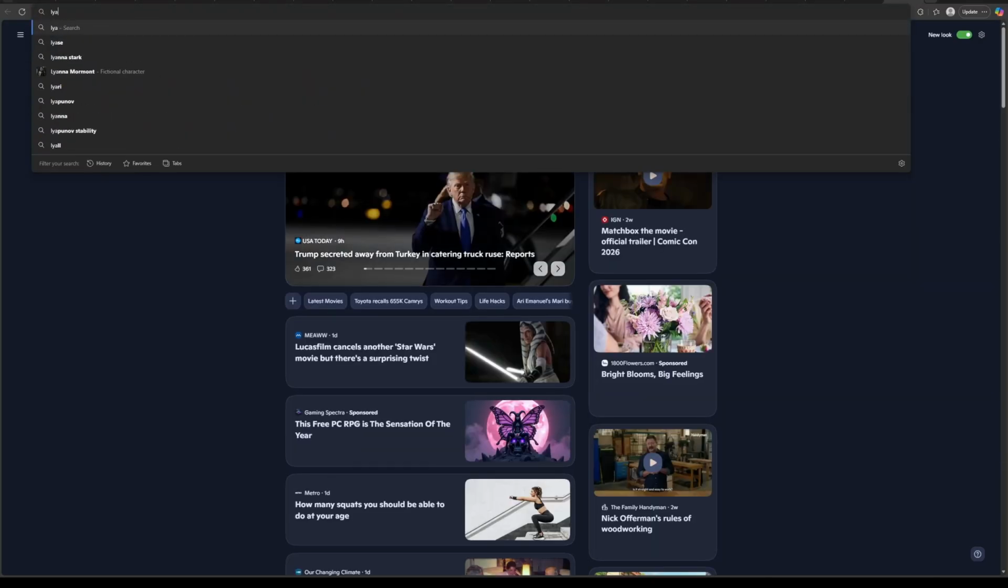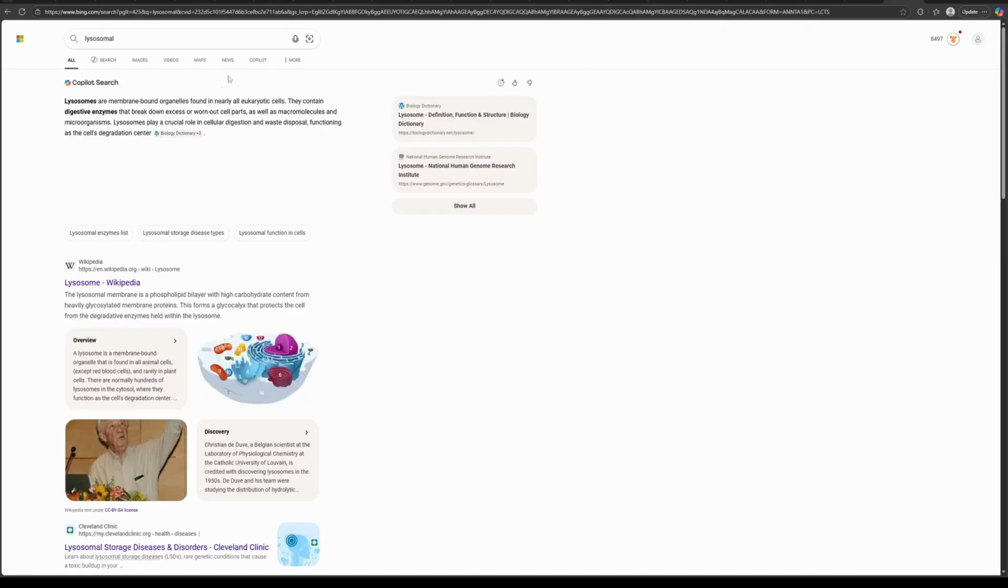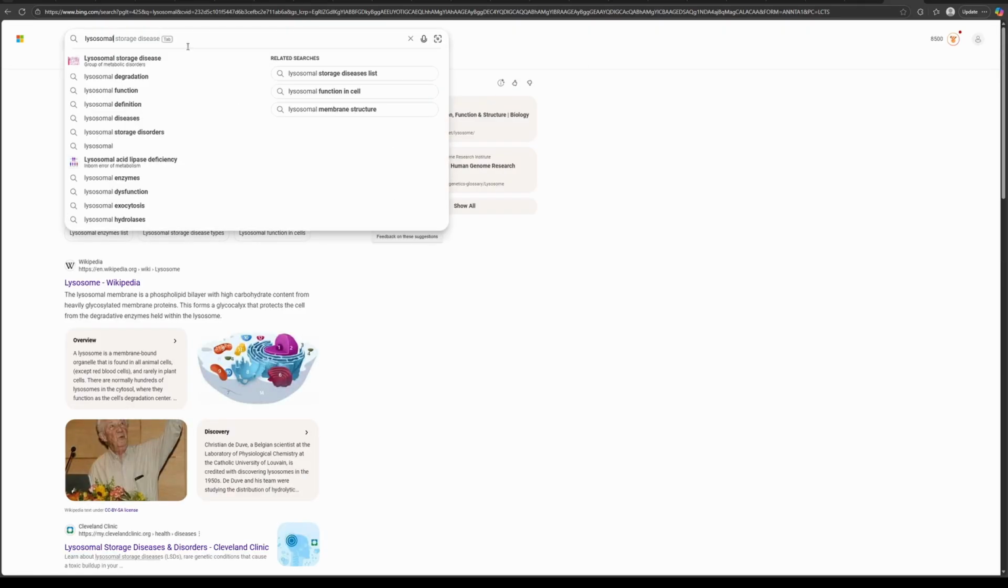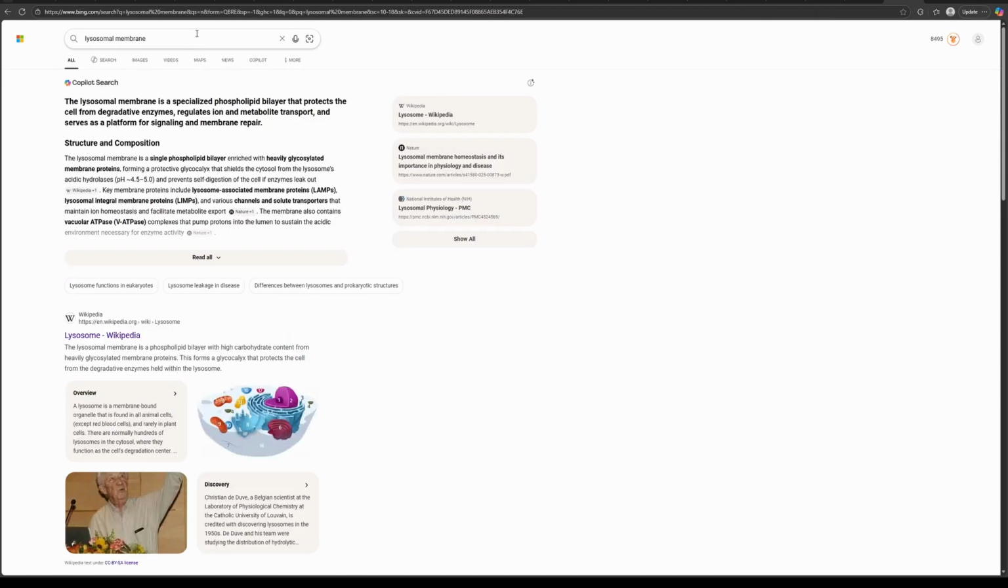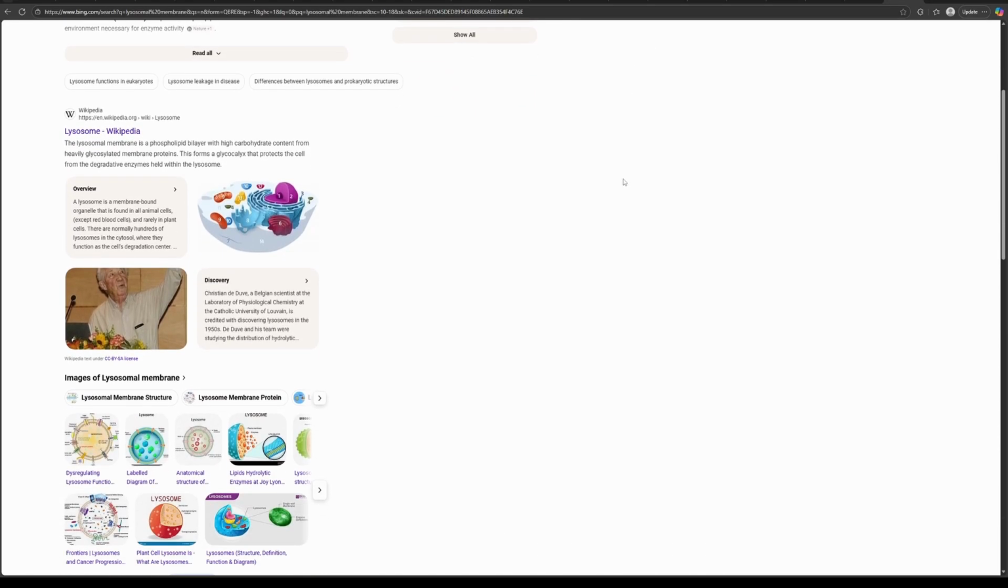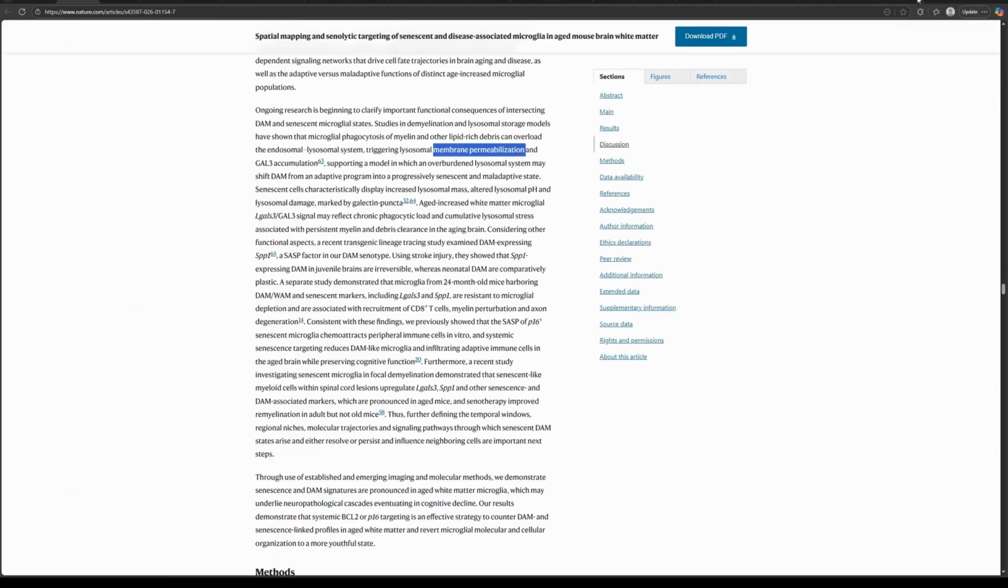Lysosomal, let's look at that real quick. Lysosomal membrane. Oh, now I remember. It's an organelle. I see. Protects from degradative enzymes within the lysosome.